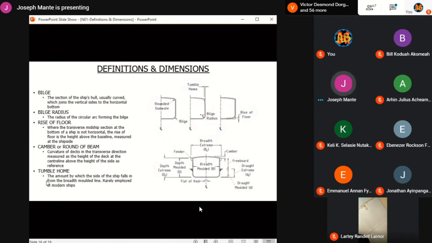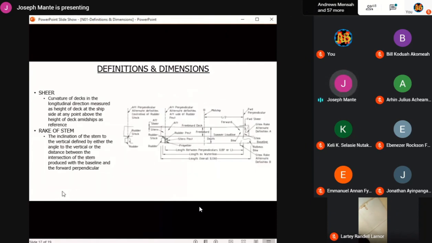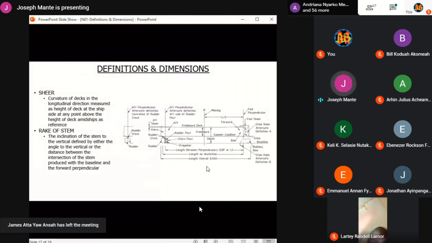Then we have the tumblehome, the amount by which the side of the ship falls in from the breadth moulded line, employed in modern ships. So this tumblehome is also incorporated in the design, and we have different types of them. Then we have the sheer. I hope you can see the diagram.